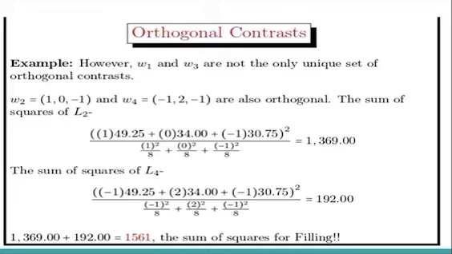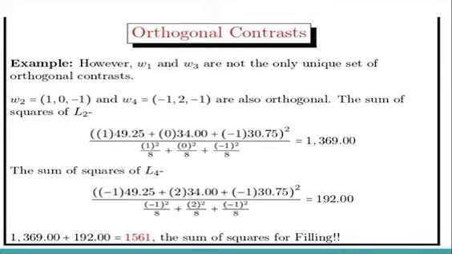1369.00 is just basically the sum of square. If I want to consider W4, where I got minus 1, 2, minus 1, you know what I'm doing? I'm comparing the combination of the first and the third group with the second group. I compute that, and the sum of square is going to be that. When I add up the sum of squares, that should automatically give me the same sum of square between that I have in the ANOVA table.